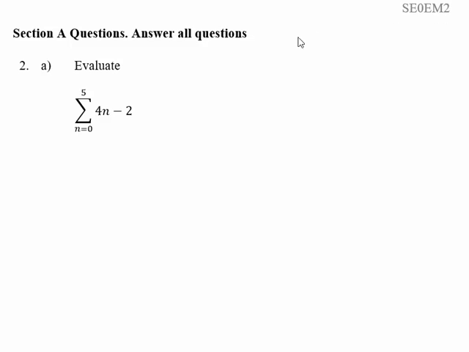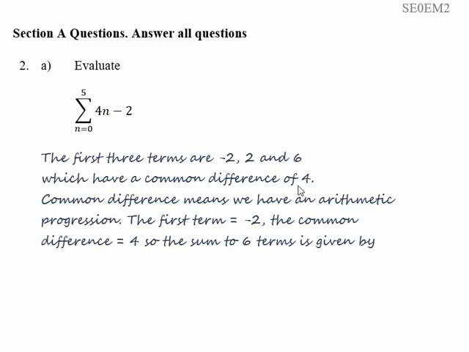into the expression. So, when n is equal to 0, this is equal to minus 2. When n is equal to 1, this is equal to 2. And when n is equal to 2, this is equal to 6, which means that we have a common difference of 4, so we've clearly got an arithmetic progression.